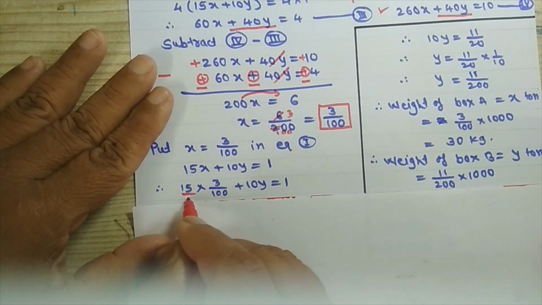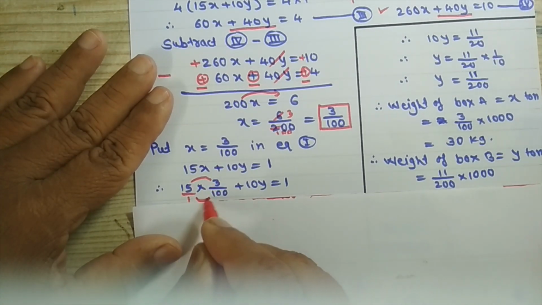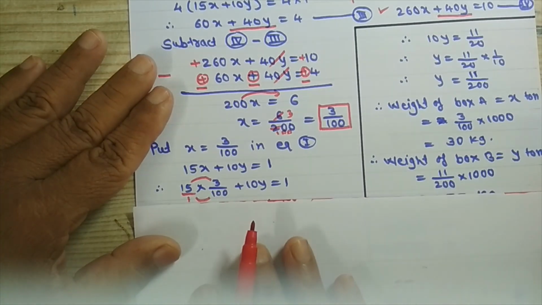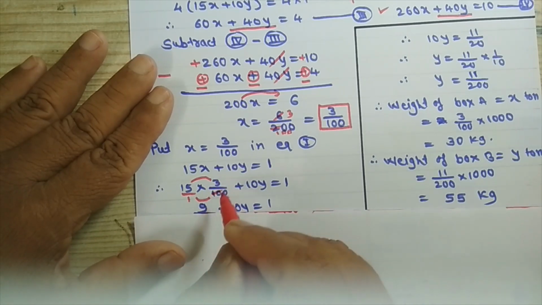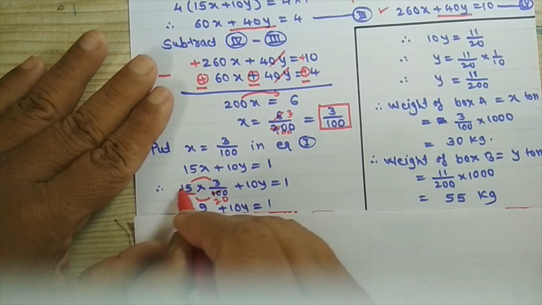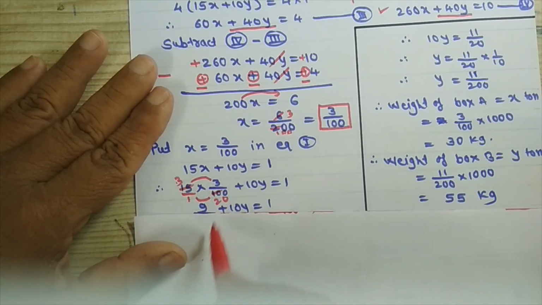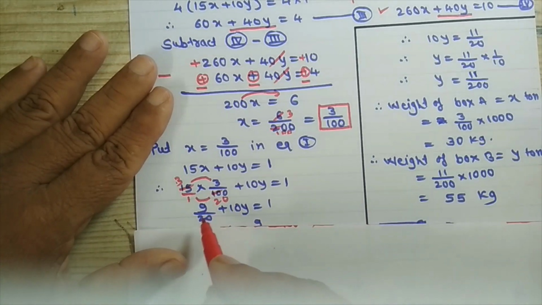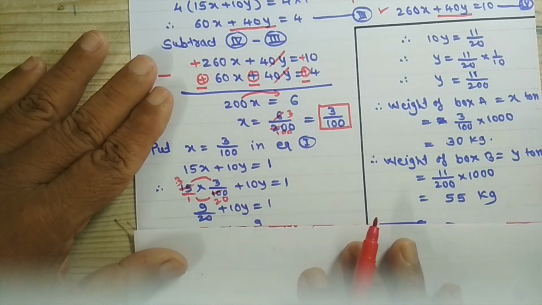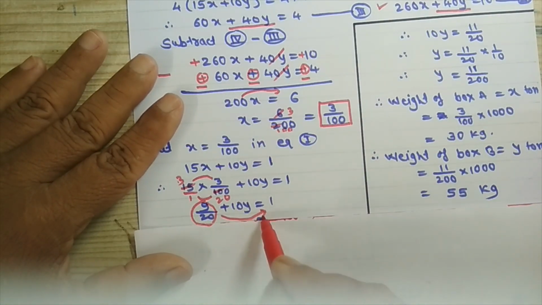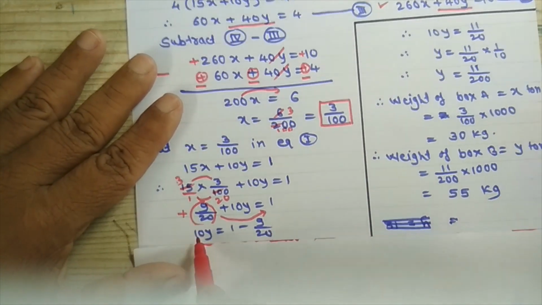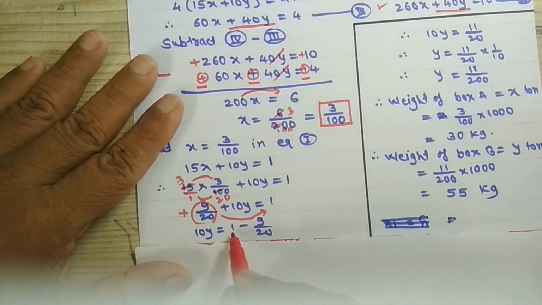Multiplication means multiplication of numerators and multiplication of denominators, so we simplify that. 5 2s are 10, 5 3s are 15, 3 into 3 becomes 9, and 20 into 1 becomes 20. Means 9 upon 20 plus 10y is equal to 1. We take this 9 upon 20 to the right side of the equality. Then its sign plus becomes minus. 10y is equal to 1 minus 9 upon 20.